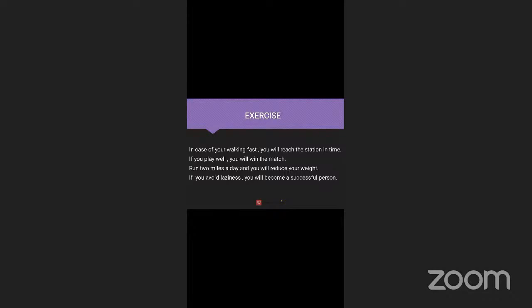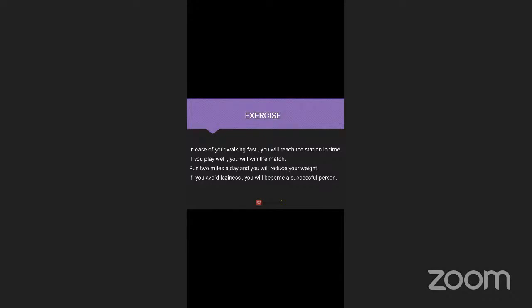Run 2 miles a day and you will reduce your weight. This is a compound sentence because it starts with a verb and the conjunction and is used in the middle. So we can confirm that this is a compound sentence. We can change the sentence into a simple one by using in case of and in the event of. Then your should be added as the subject given is you. So in case of your running 2 miles a day, you will reduce your weight, or in the event of your running 2 miles a day, you will reduce your weight is the answer.